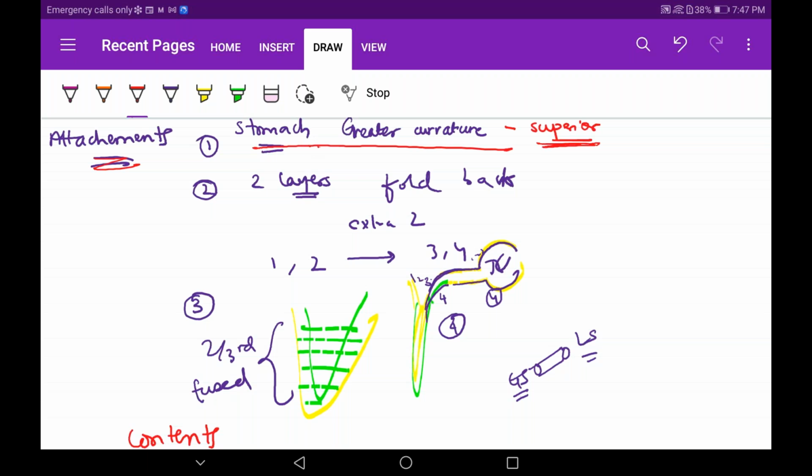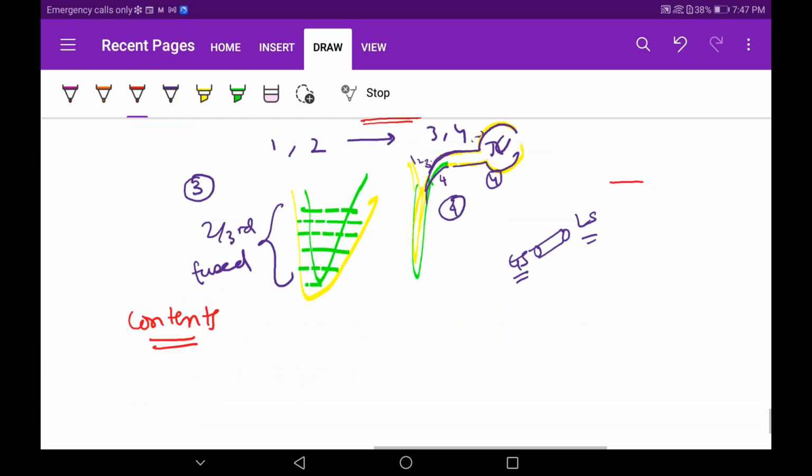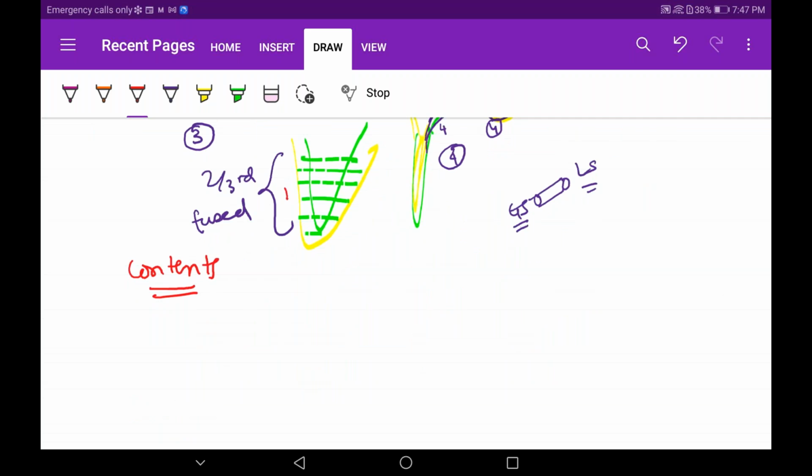After the first point, from the greater curvature, two layers will come down and descend below. Then they will fold back and form two extra layers. Till here you have understood? Yes, they will form 1, 2, 3 and 4 layers. You have to draw that above diagram only.